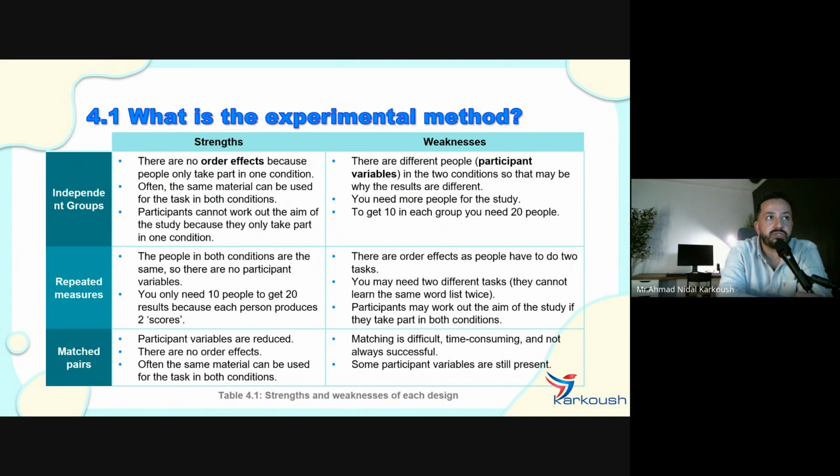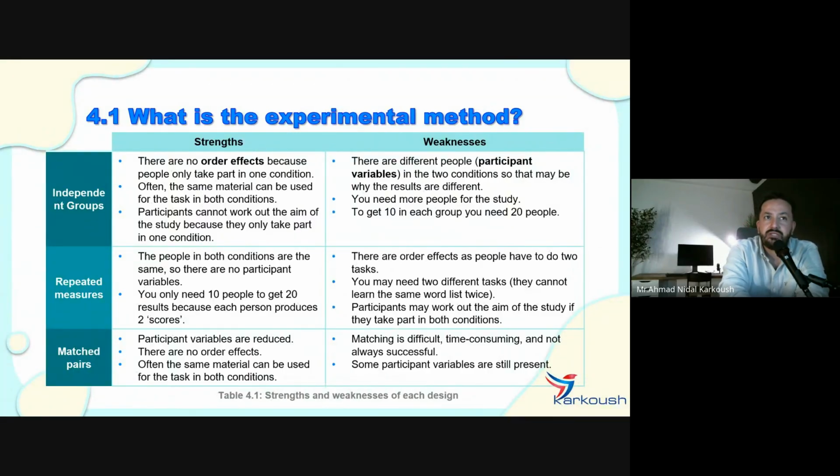Now, the repeated measures, the people in both conditions are the same. So there are no participant variables. You only need 10 people to get 20 results because each person produces 2 scores. But this is a problem. There are order effects as people have to do 2 tasks. So maybe doing task A before task B might have an effect on them or might have changed something.